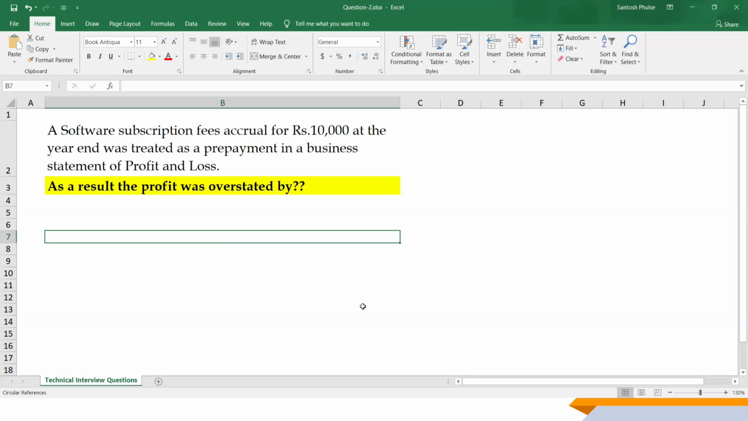But instead of that, we posted it as a prepayment. Then what is meant by prepayment? Prepayment means if we have booked any expense or paid for any expense for which we haven't yet received the services, that service is going to be received in the future. So as and when that service is received, we are going to take the expense entry from that prepayment.